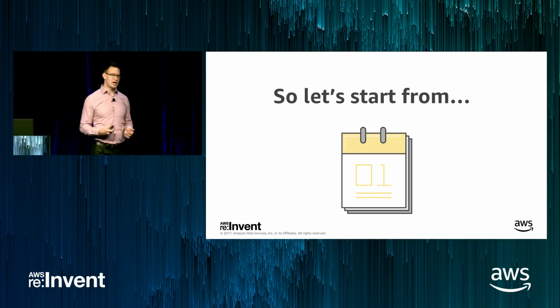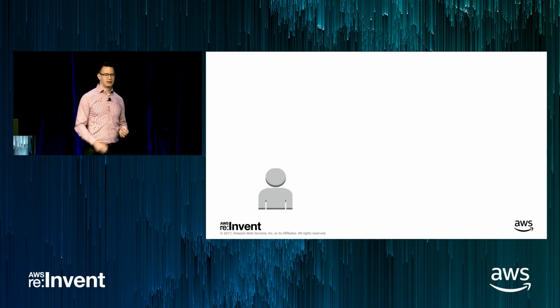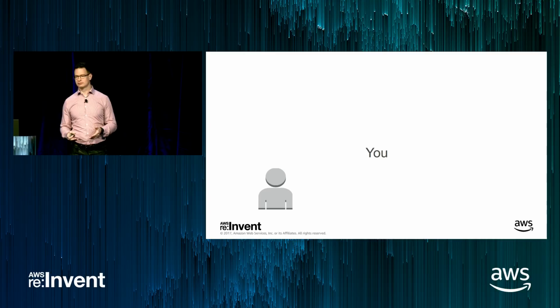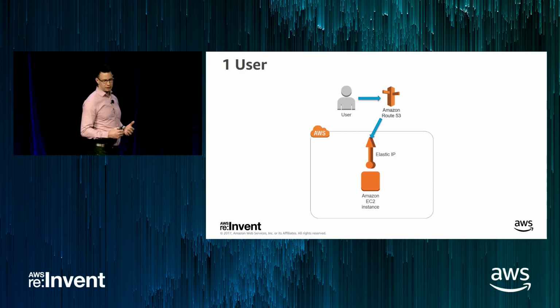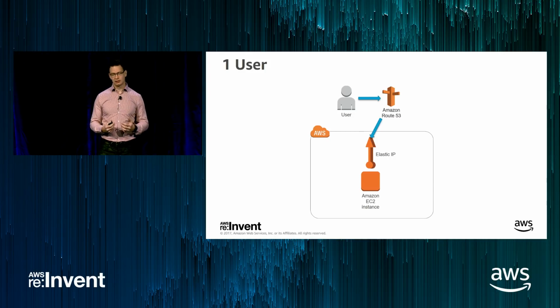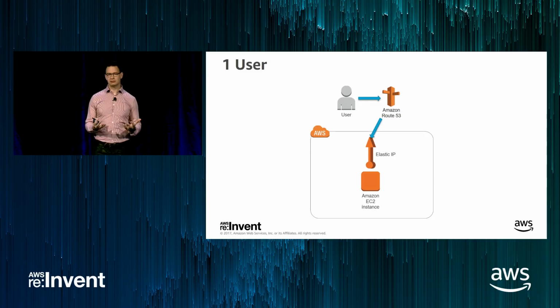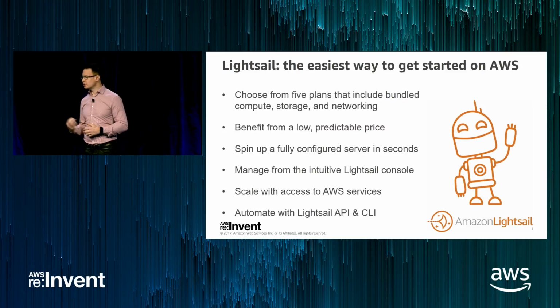So let's start from day one. In the beginning, it's you, developer of your application. What do you need to get going? Well, you're going to need an EC2 instance, something to build your application and run it on, IP address, domain name, Route 53. Now, one of the easiest ways to get going with that is Amazon Lightsail.